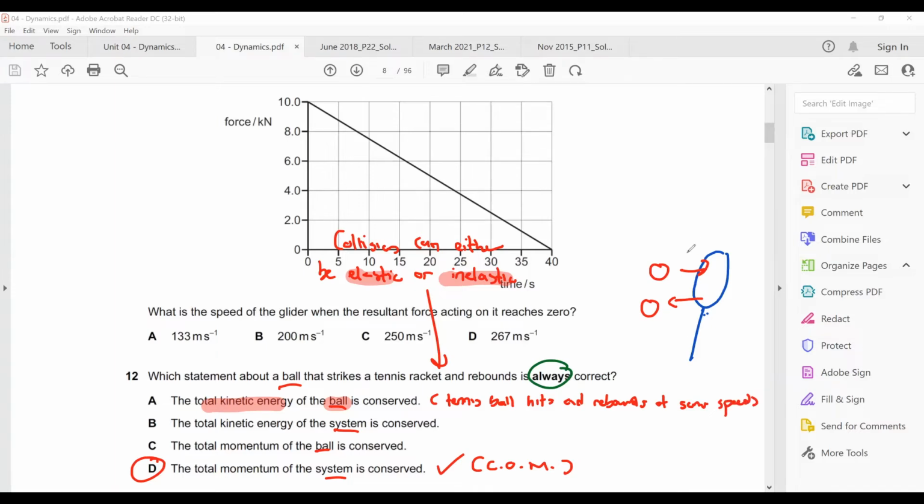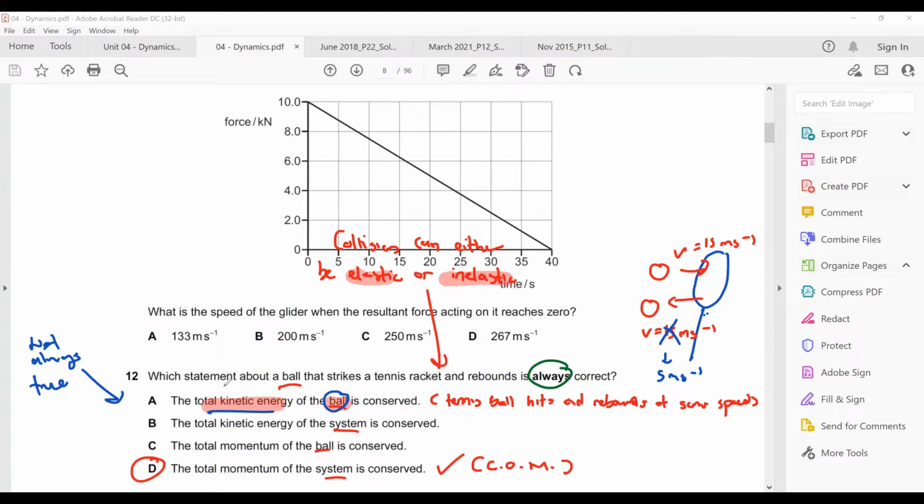Meaning to say, if it hits at v equals 15 meters per second, it will also rebound at v equals 15 meters per second. Now, is this always going to be true? No doubt sometimes it may be true, but a lot of times it won't be at 15 meters per second. It could be some lower value, maybe 5 meters per second, isn't it? So total kinetic energy of the ball being conserved is not always true.